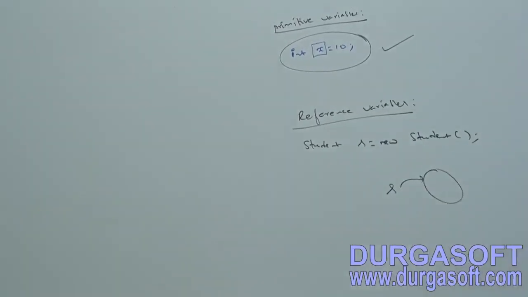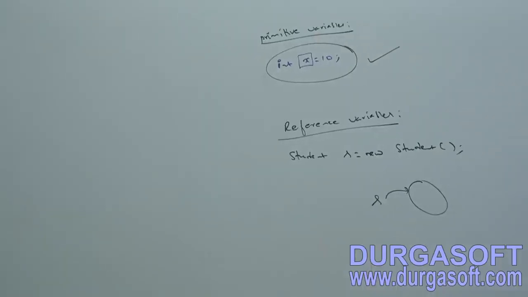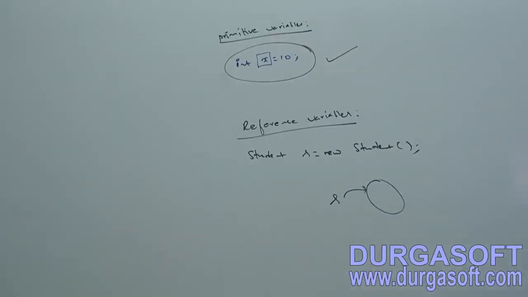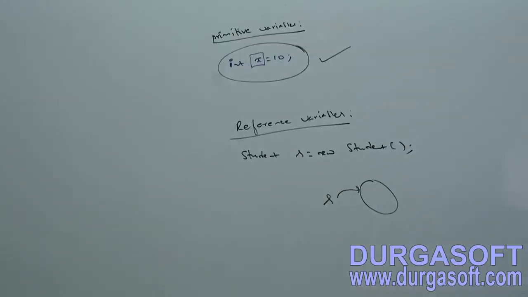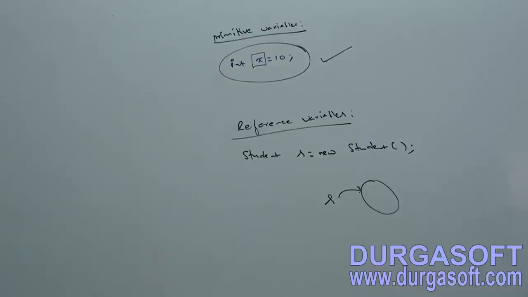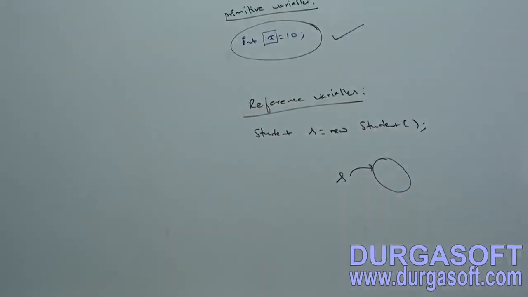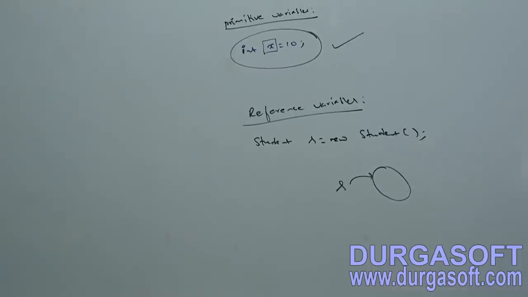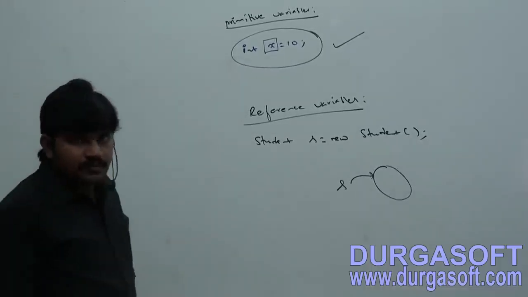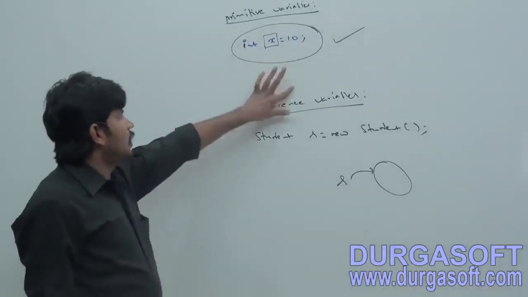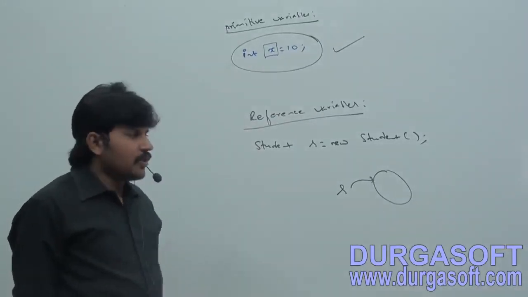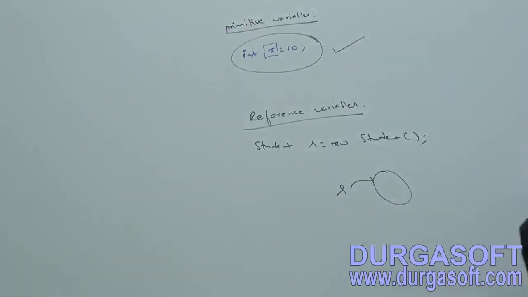Based on the type of value represented by a variable, all variables are divided into two types. First one, primitive variables.